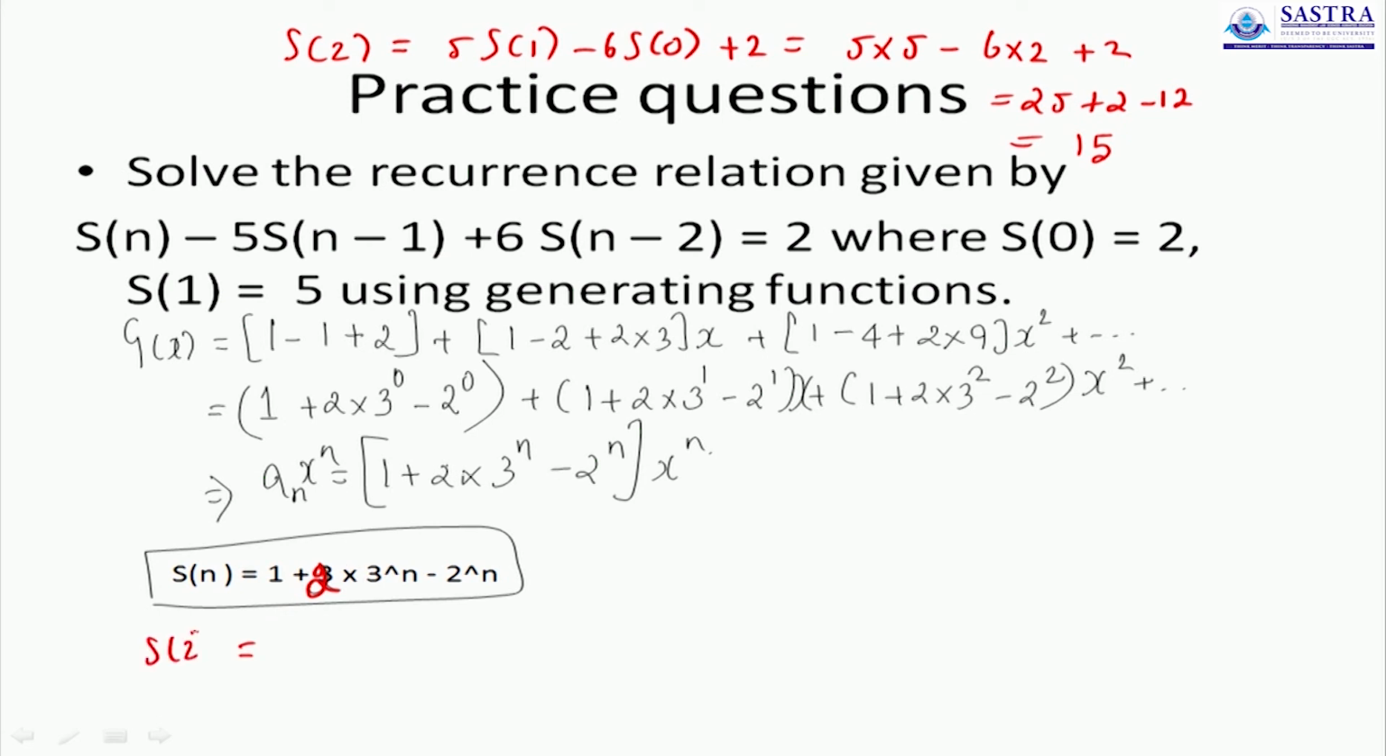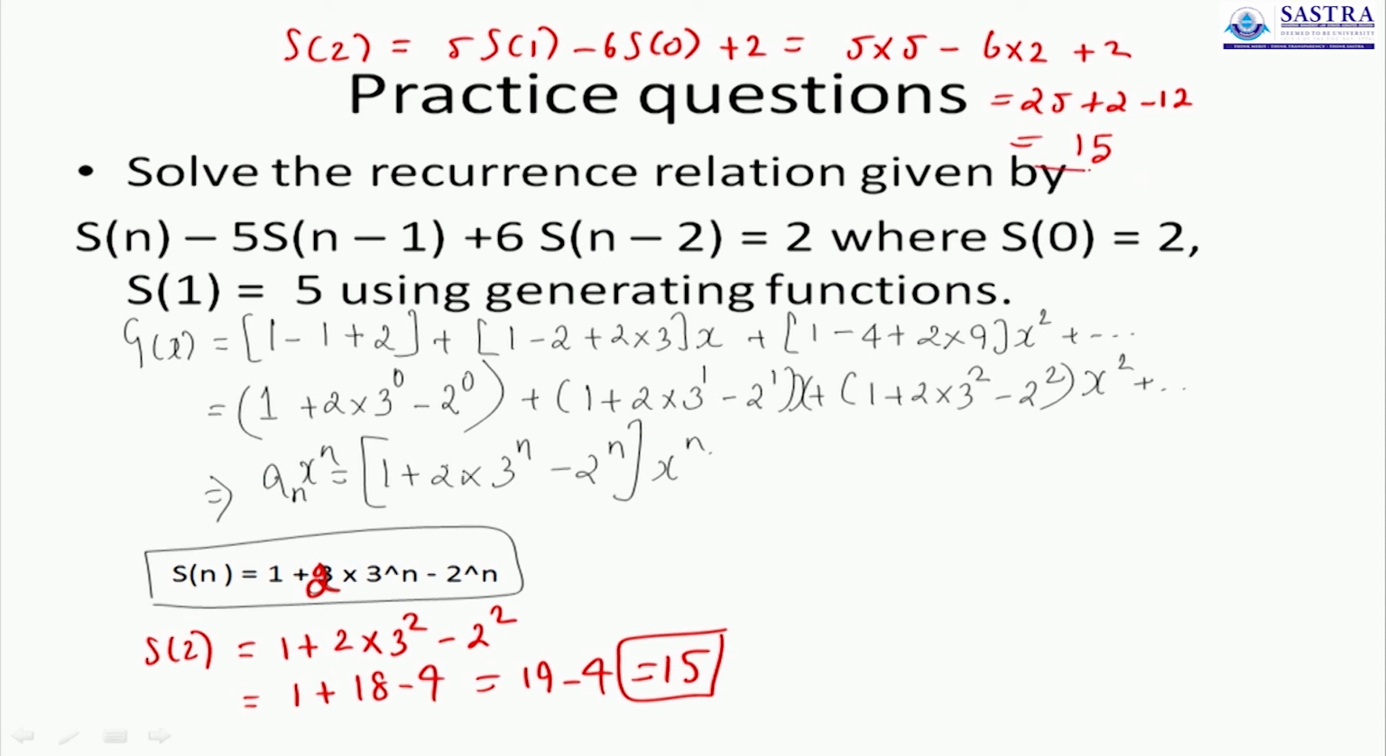From here s of 2 is 1 plus 2 times 3 squared minus 2 squared, which is 1 plus 2 times 9 is 18 minus 4, 19 minus 4 is still 15. So the same 15 has been obtained by two different methods, which means we have solved this recurrence relation perfectly using the technique of generating functions.